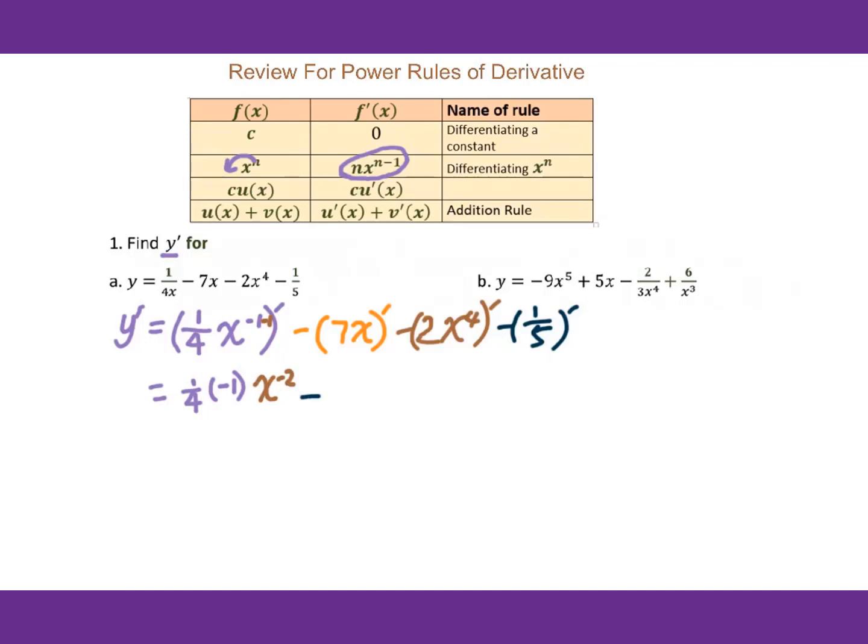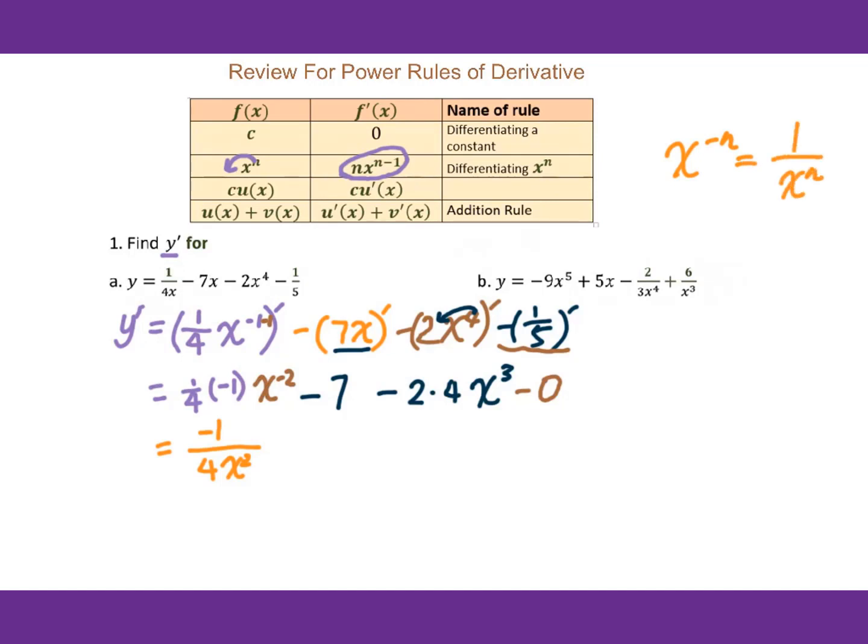For this one, a linear function, the derivative will be the slope. Minus, drop down, so 2 times 4x to the third power. Then minus 0. The derivative of a constant number equals 0. So I organize. You will get negative 1 over 4x squared, because x to the negative nth power equals 1 over x to the nth power.